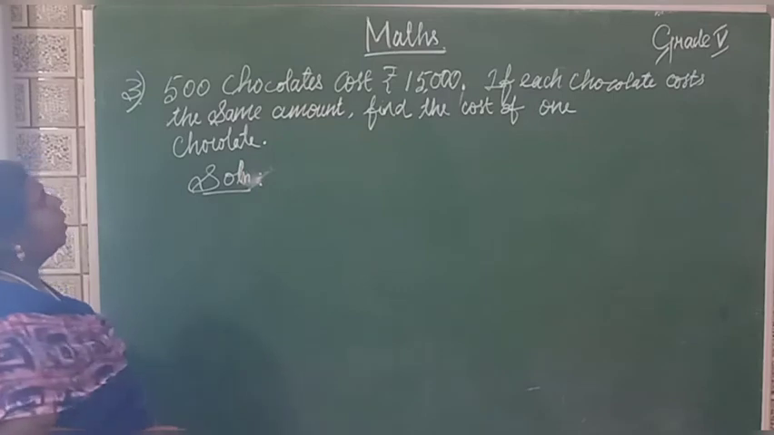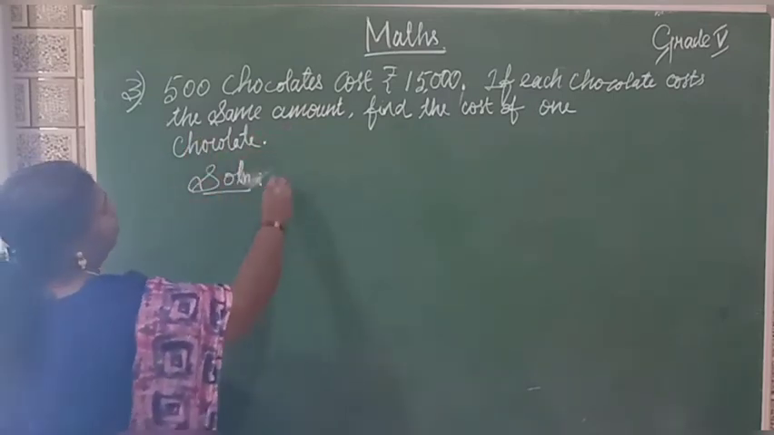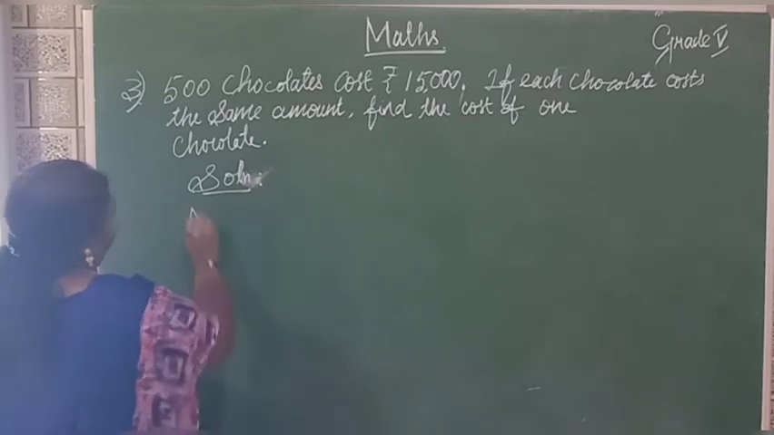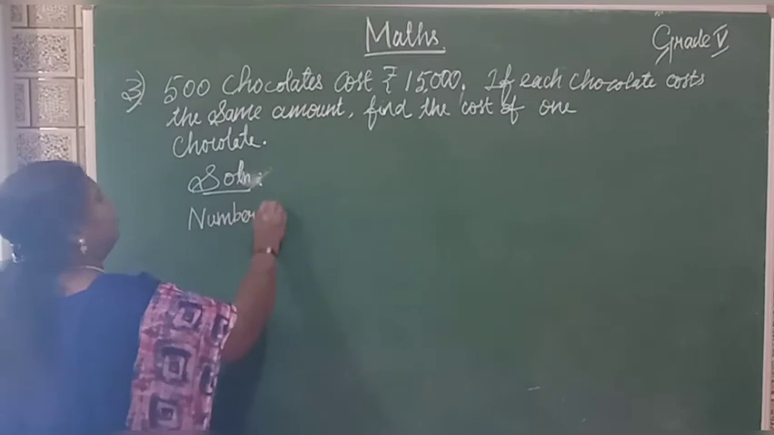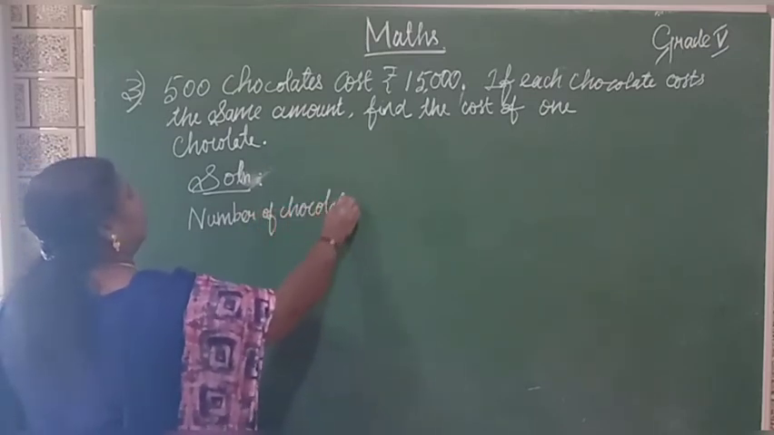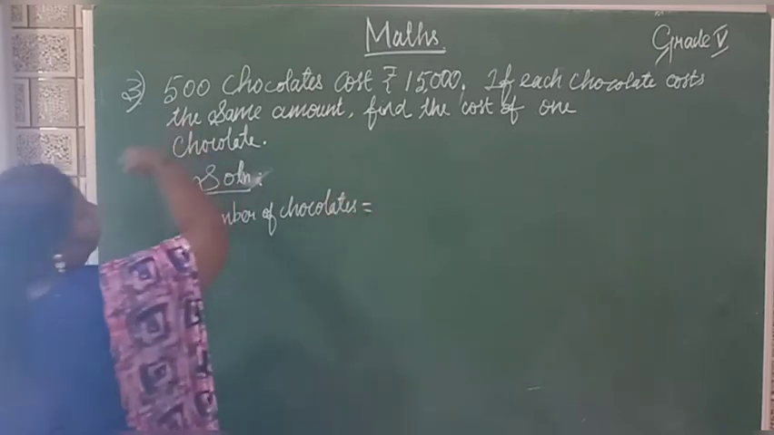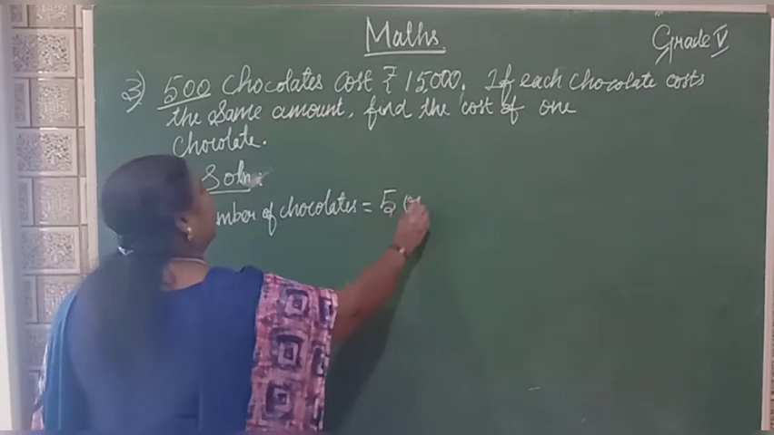Solution. The first step. First we want to write the number of chocolates. How many chocolates? 500 chocolates, right? So, number of chocolates: 500.